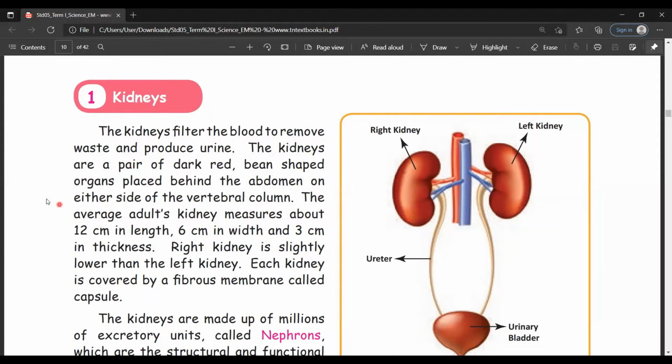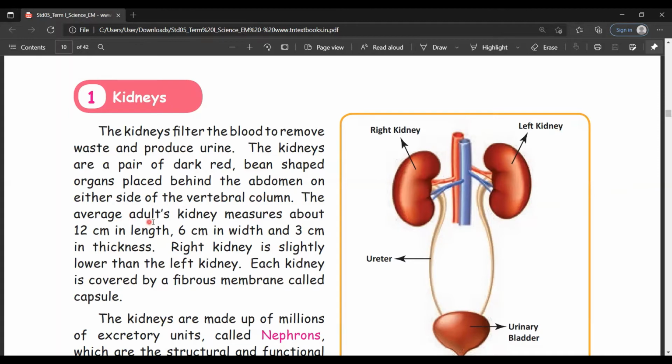The kidneys are a pair of dark red bean-shaped organs placed behind the abdomen on either side of the vertebral column. Children, kidneys are paired, dark red in color, bean-shaped. It is behind the abdomen, that is, behind the stomach. Okay? On either side of the vertebral column, the spine at our back, on either side of the vertebral column.